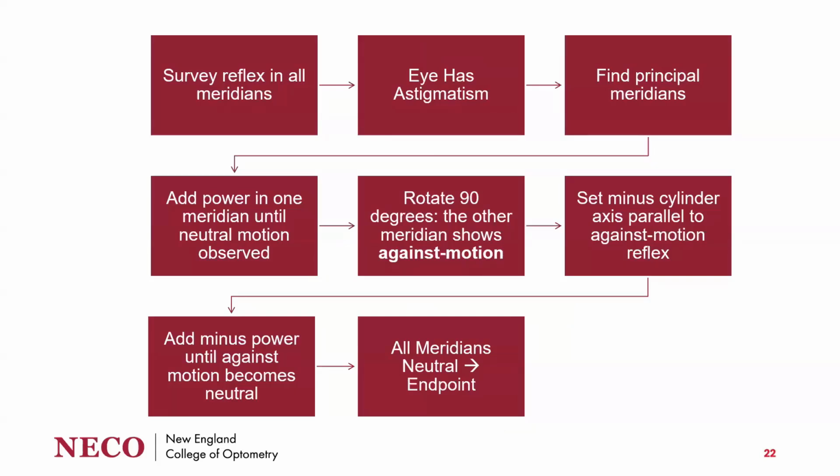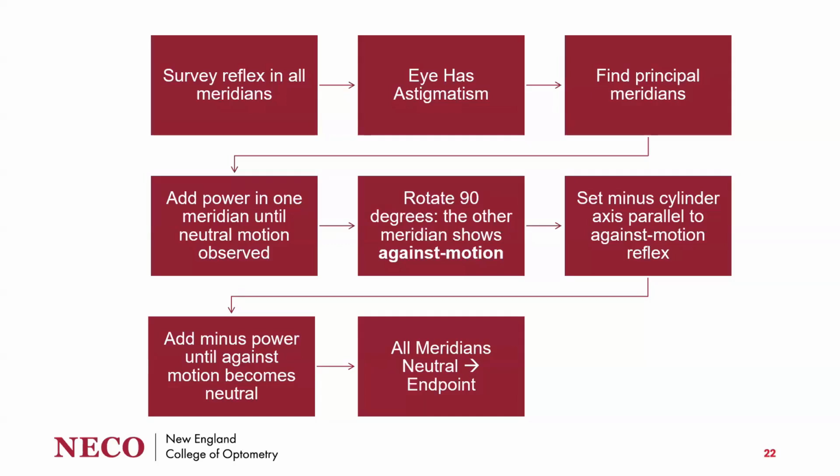A more complex case would be if you survey the reflex in both primary meridians and you realize the eye has astigmatism. First, you will locate the principal meridians of the patient, and you can do this using the break, skew, intensity, and width of the retinoscopy reflex. If you see with motion, you will add power until neutral motion is observed.